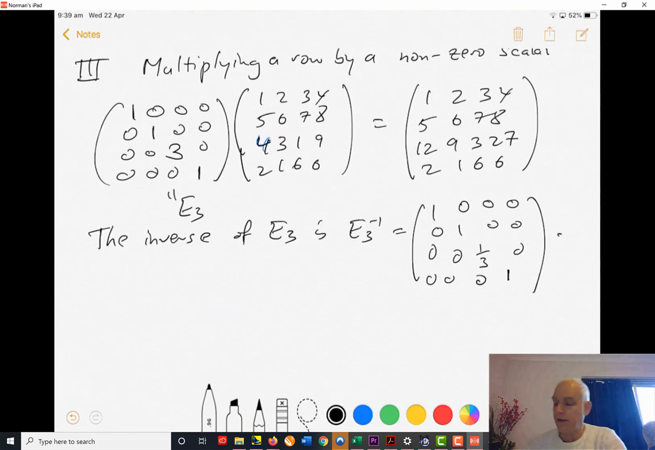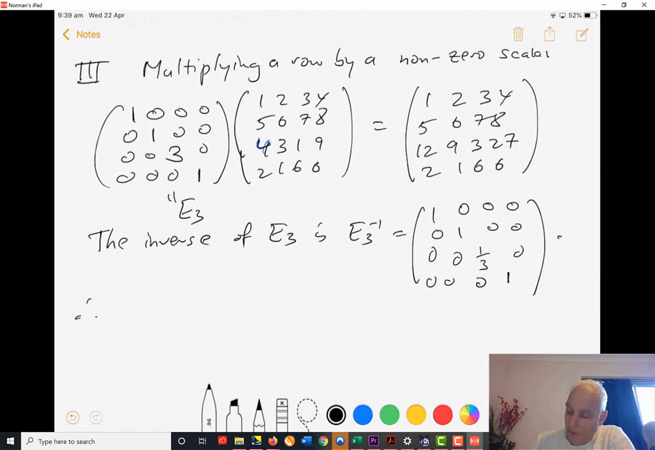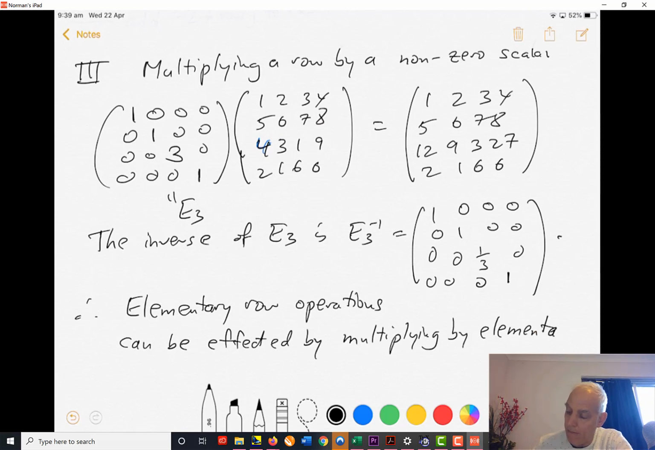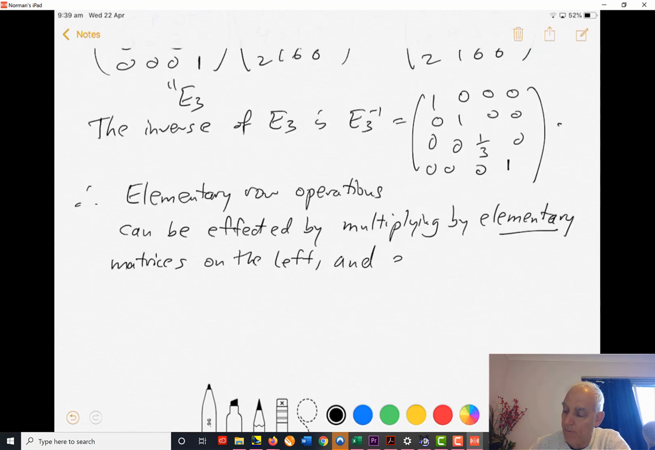So what we conclude then is that we've concluded two things. So therefore, elementary row operations can be affected by multiplying by elementary matrices on the left. And each one of these is invertible.